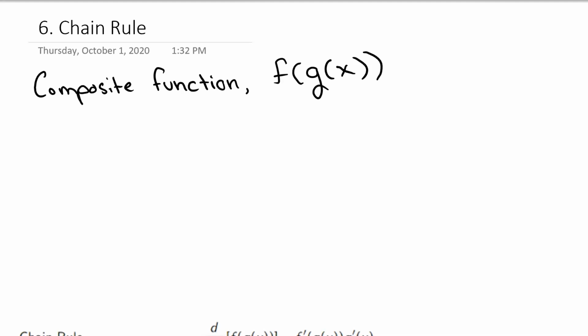For composite functions, we've got some inner function that's replacing our input, and we've got some outer function, right? And that outer function in this case is f. So there's a first round of things happening to x, which is g, and then after that happens, we've got this second round, which is f. So when we're talking about the derivative of this function, we're going to be looking at our chain rule.